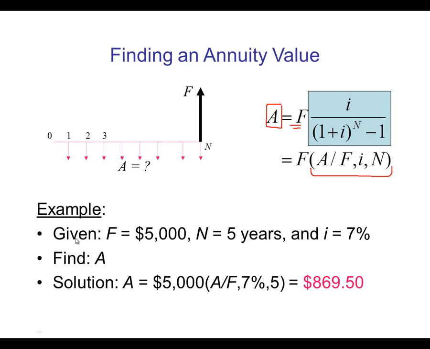If we take an example for that, if we have a future value of 5,000, N is equal to 5 years, and I is equal to 7%, find A. We can use the formula, or we can find the factor from the back, and we will find that the annuity A is equal to 869 and 50 cents.